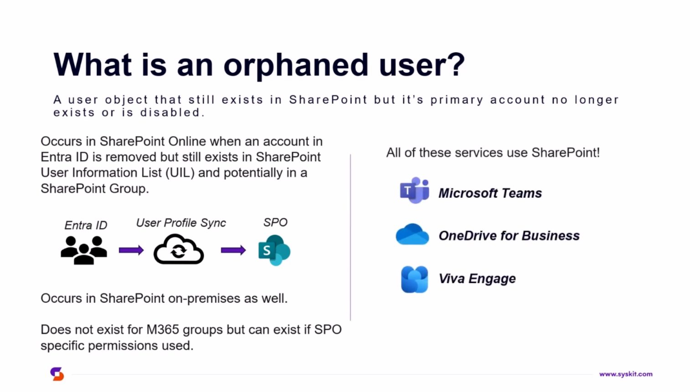Now, I said Teams because all of these services also run on SharePoint. So SharePoint is the file services solution behind M365, supporting Teams, OneDrive. If you upload files into Viva Engage, it's actually uploading those all into SharePoint, which in turn you could have the scenario of an orphan user.